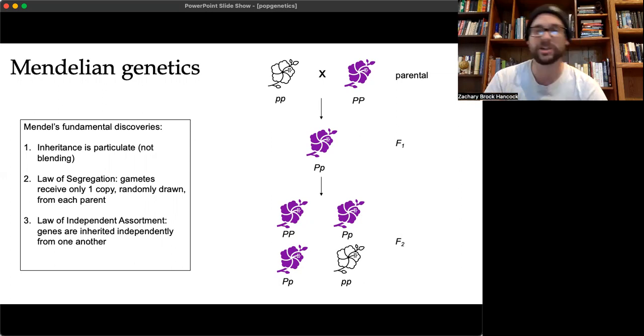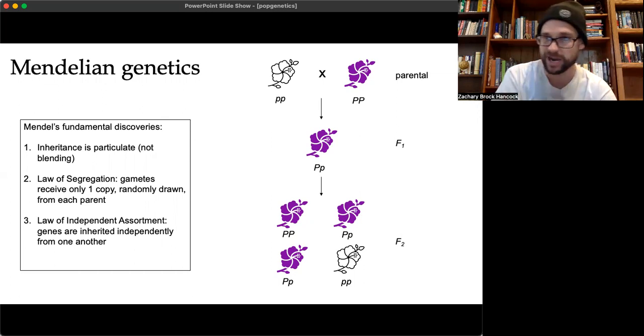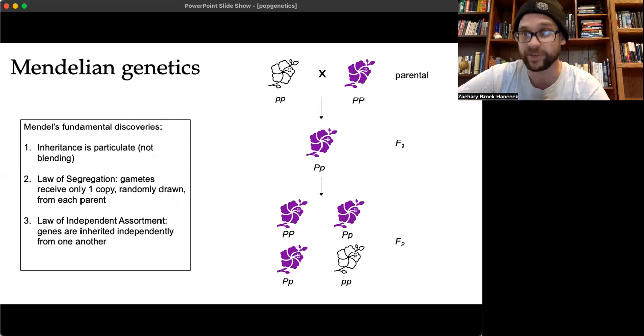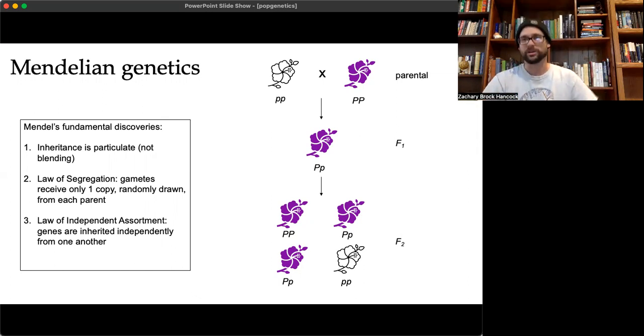He treats the blending theory of evolution and the particulate theory of inheritance, I should say. And he shows that when inheritance is particulate, natural selection is very, very efficient. When it's blending, it's not. So this is why Mendelian genetics was super important for forwarding Darwinian natural selection.